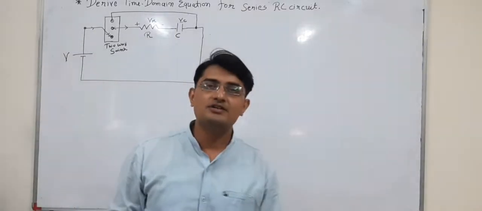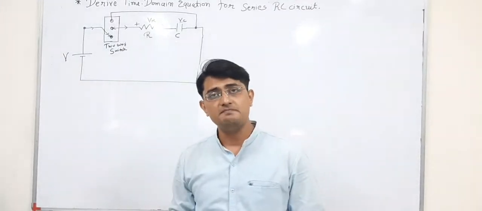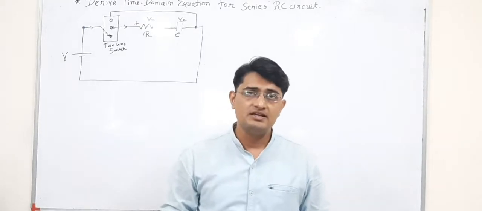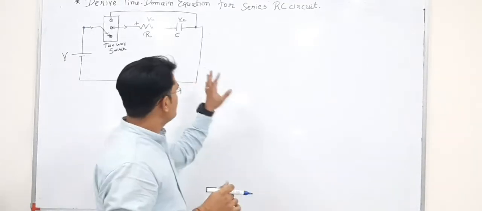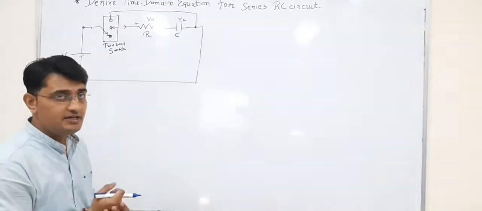Hello everyone. Today we will derive the time domain expression for the series RC circuit. We will also verify the time constant practically. So first of all, let's derive the equation of time constant tau for the series RC circuit.